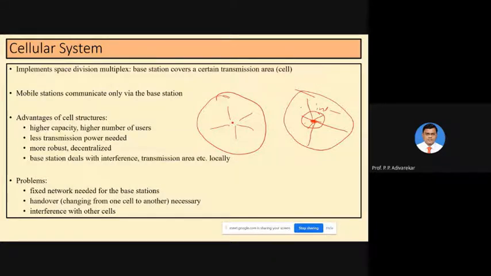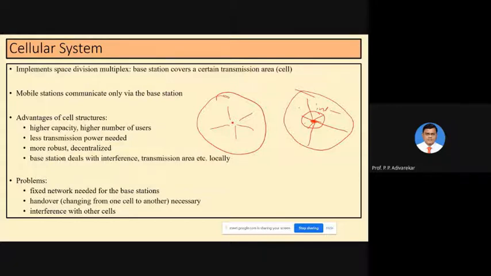So in mobile communication, the entire world or entire region of coverage is divided into small regions. That's why the mobile communication system is implemented via space division multiplexing. We have already seen what space division multiplexing is, in the previous topics we have already covered that.